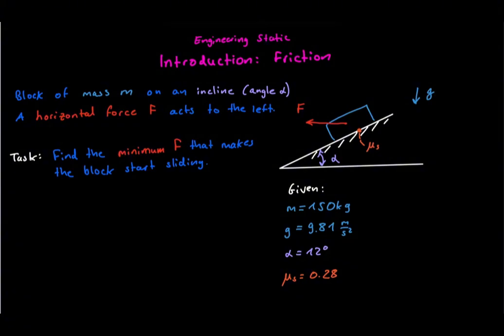Consider a block with a mass of 150 kilograms resting on an inclined surface. The incline makes an angle of 12 degrees with the horizontal, and the coefficient of static friction is 0.28. A horizontal force acts on the block toward the left. Our goal is to determine the minimum force required to make the block start sliding.